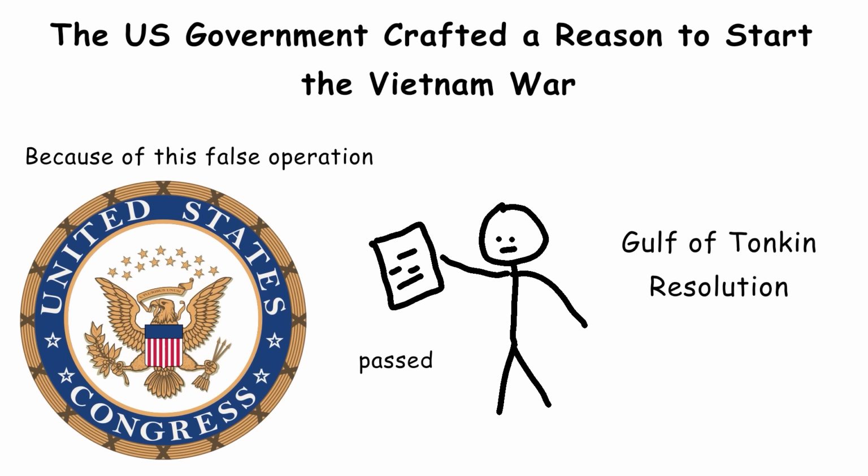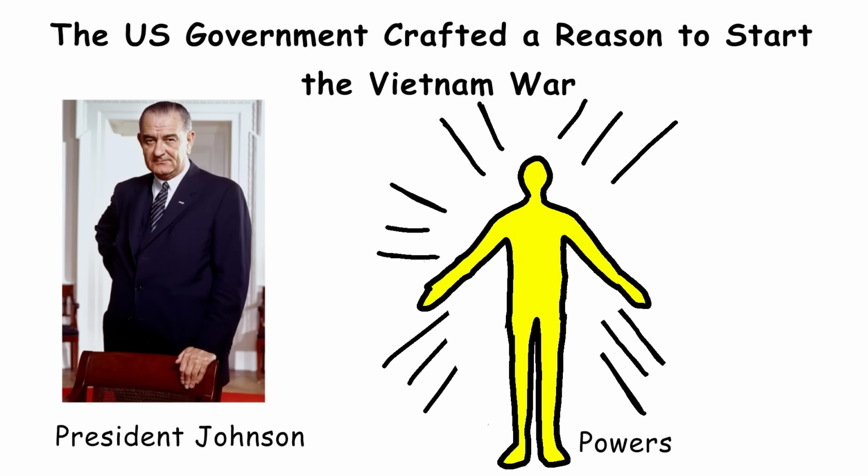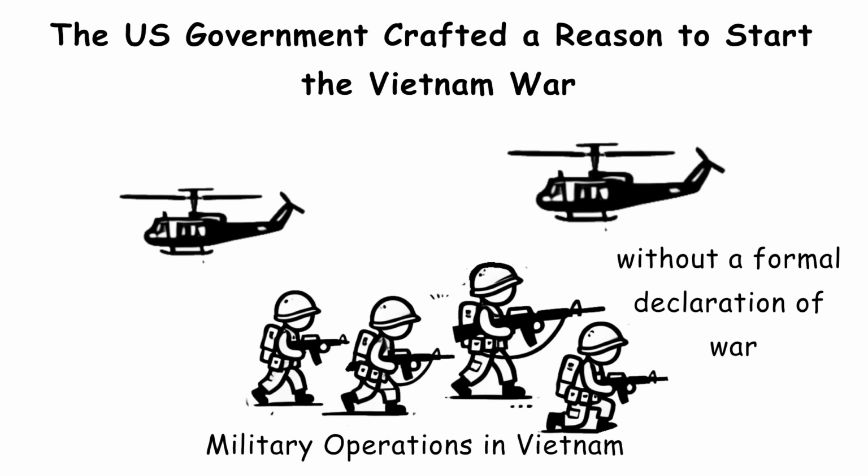Because of this false operation, Congress passed the Gulf of Tonkin Resolution, granting President Johnson broad powers to conduct military operations in Vietnam without a formal declaration of war.